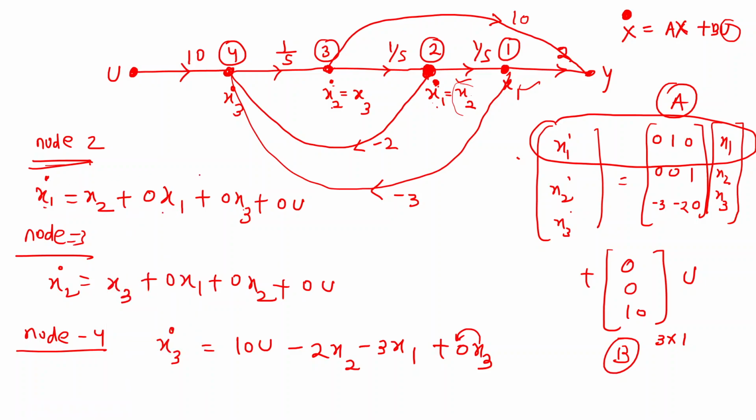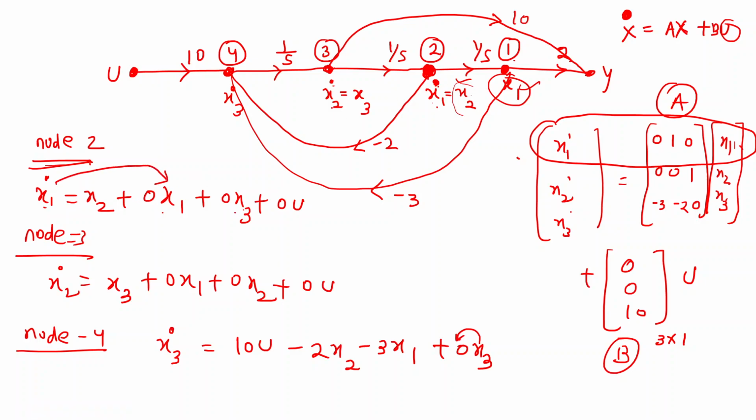But is that node related to x1 and x3 in any way? Let's see. X1 star, where is your x1? Here, this one is x1. Is there any path joining that feedback? I'm saying forward path. Can you write your x1 star in terms of x1? You cannot. You see from node 2 to node 1, only one integrator is there. Can you connect x1 star and x1 in any way? You cannot connect. So that's why you cannot write x1 star in terms of x1.